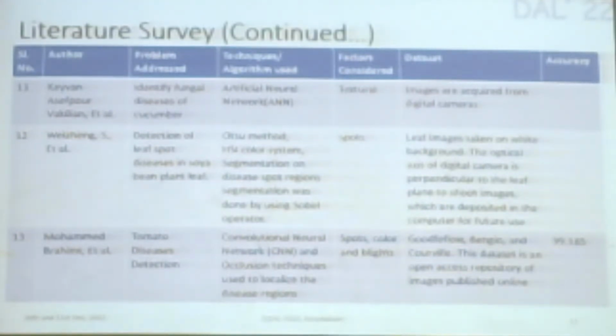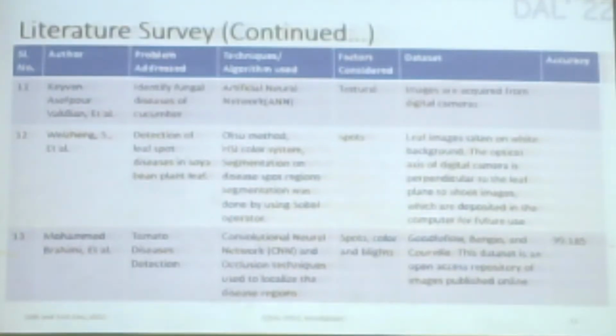The next author, Mohammad Rami, has tried to address the problem related to tomato disease detection. He has used convolution neural network and occlusion techniques. Occlusion is nothing but when two objects merge. The object whose disease area of interest we are trying to find will be hidden by something else. So this also he has addressed, but he has taken only the case when the object of interest is merged or coincided with two or more objects. He has not considered multiple objects.